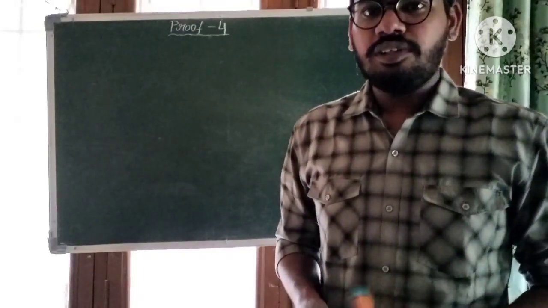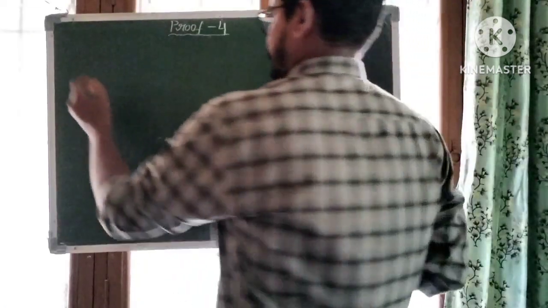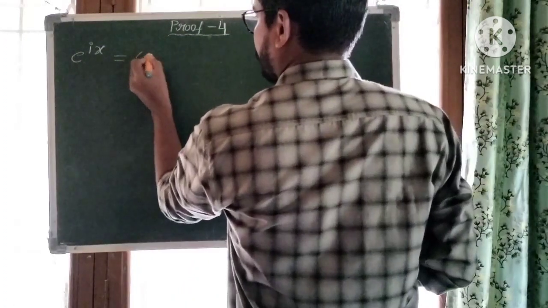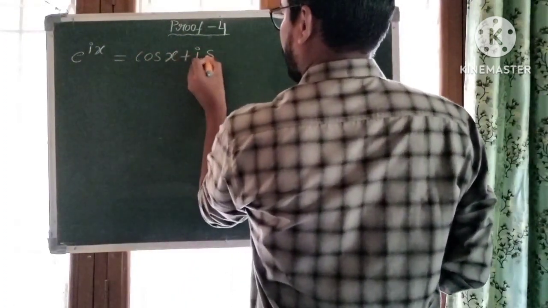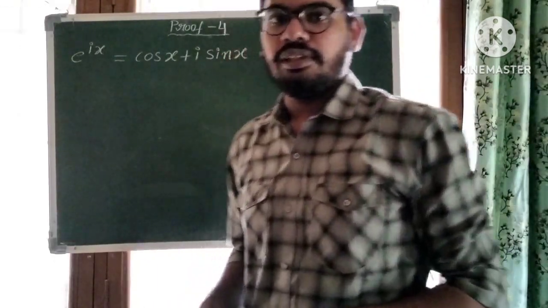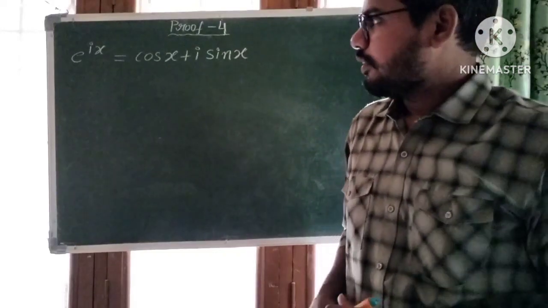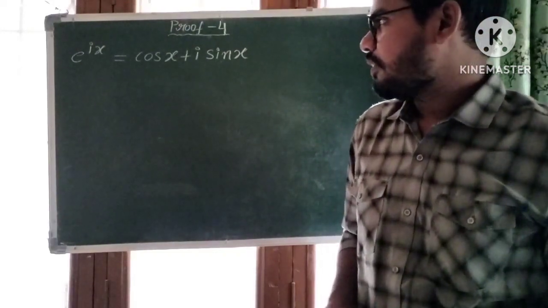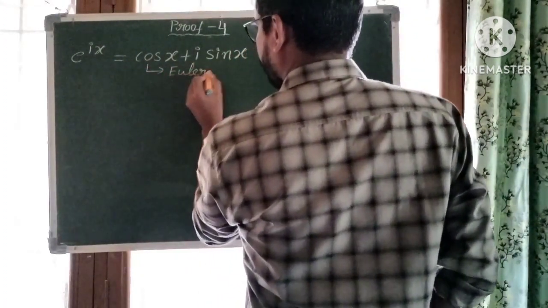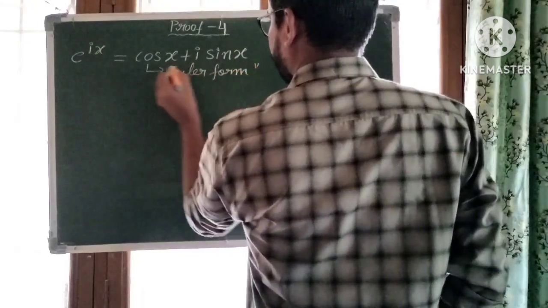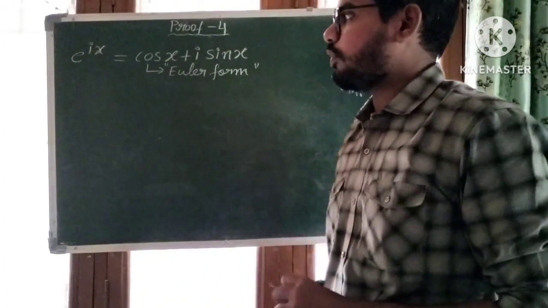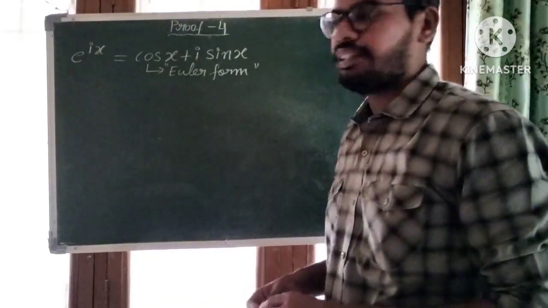Hi everyone, in this video I am going to prove e power ix is equal to cos x plus i sin x. This form is known as Euler form: e power ix is equal to cos x plus i sin x.